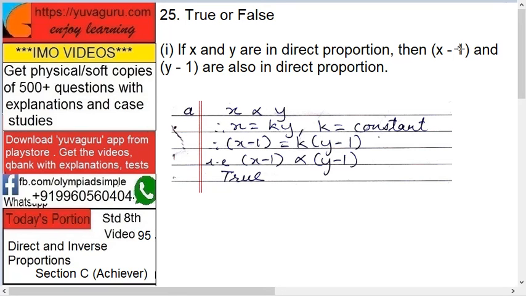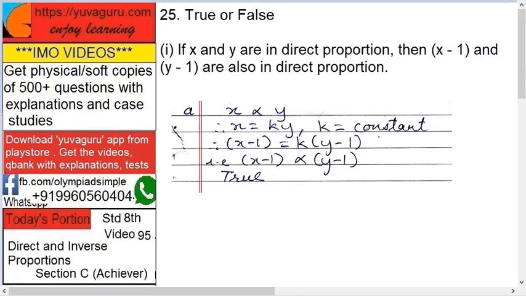Now what we'll do, put x minus 1 for x and y minus 1 for y. So x equals k into y means, instead of x we'll write x minus 1, sorry, and instead of y we'll write y minus 1. So it will be x minus 1 equals k into y minus 1. But what is that? It remains the same. So x minus 1 is directly proportional to y minus 1. So it's again direct proportion.